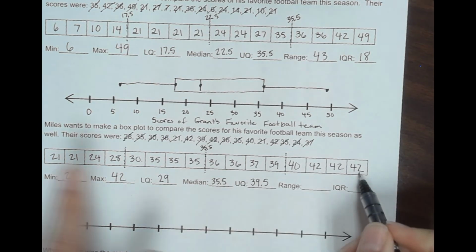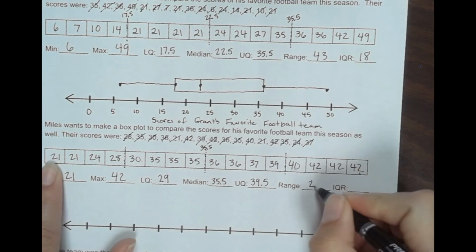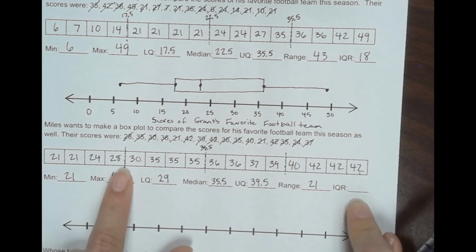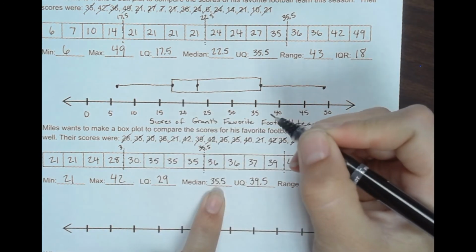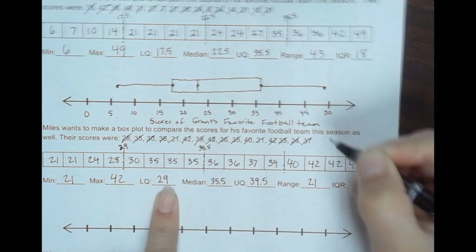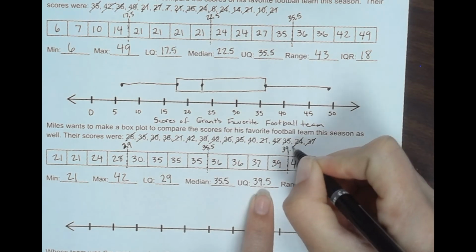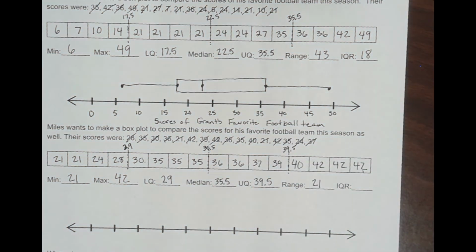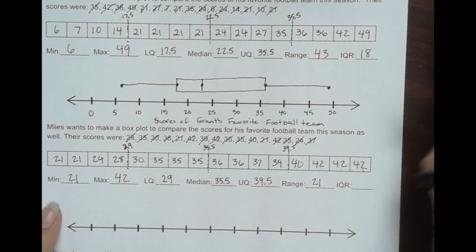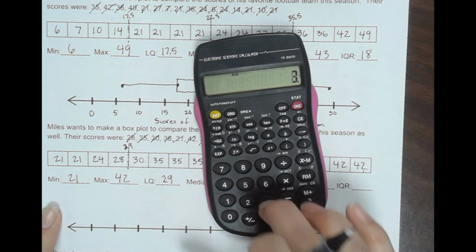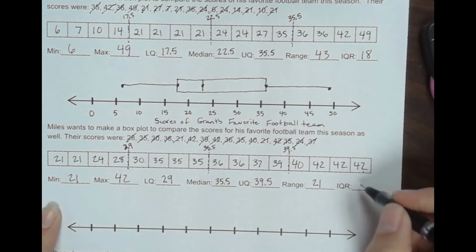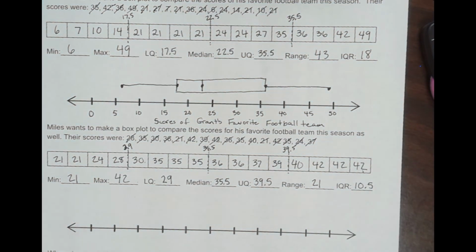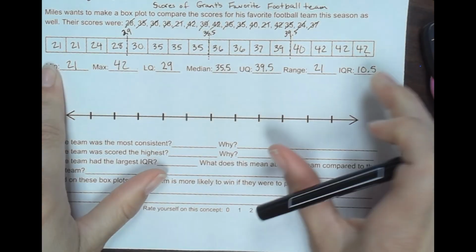The range, upper minus lower, 42 minus 21 is 21. And interquartile range, oh, I should have written these up here. So this is 29, and this one was 39.5. All right, the interquartile range, 39.5 minus 29 is 10.5. So it looks like we span from 21 up to 42.